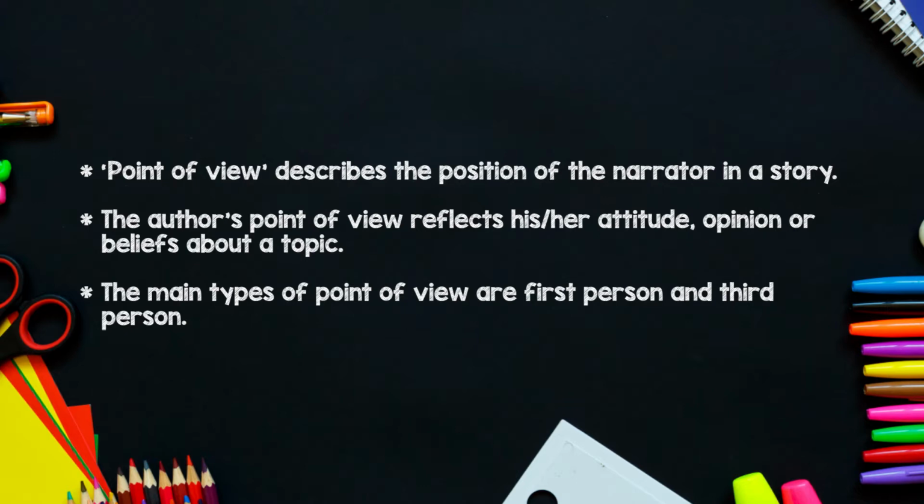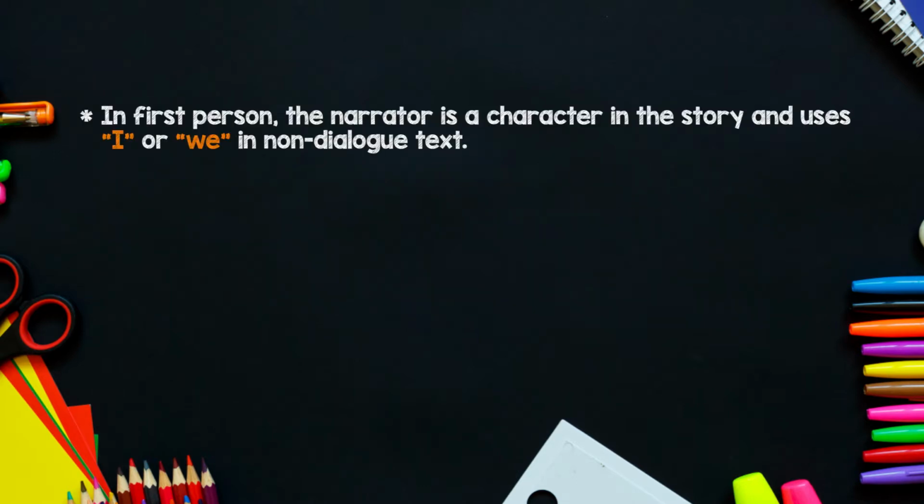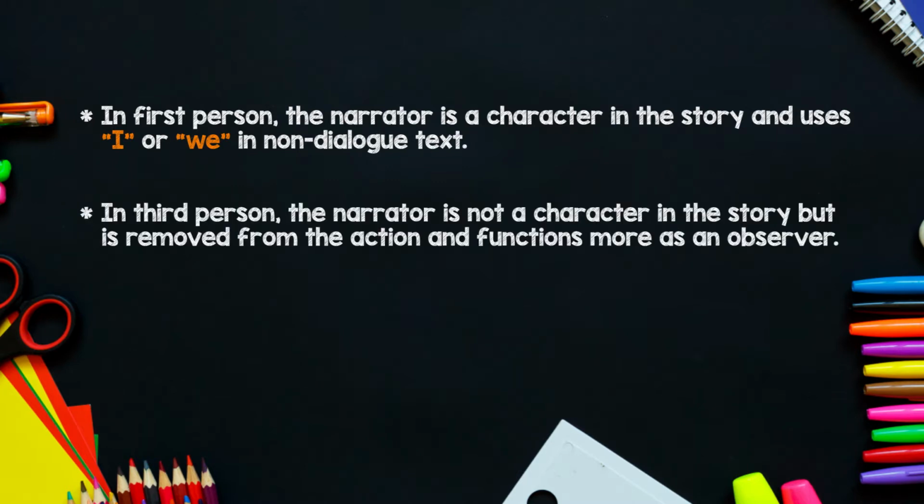In the first person, the narrator is the character of the story, and the words I and we are also used. In third person, the narrator is not a character in the story, but is removed from the action and functions as an observer. So they are literally telling you something that happened to someone else or someone else's experience.